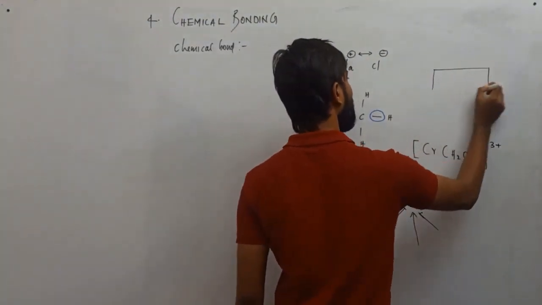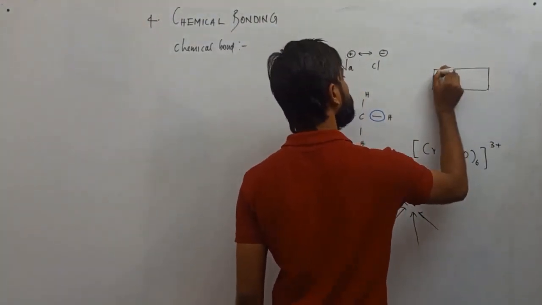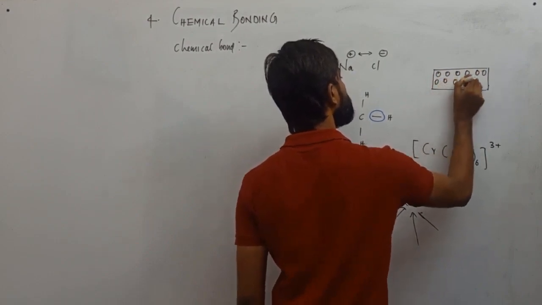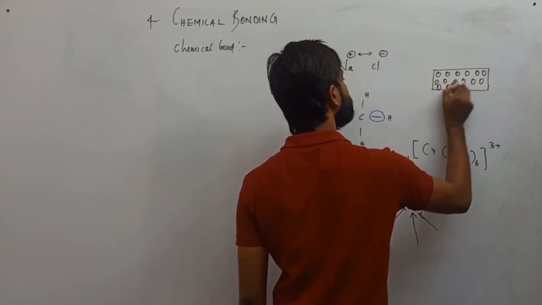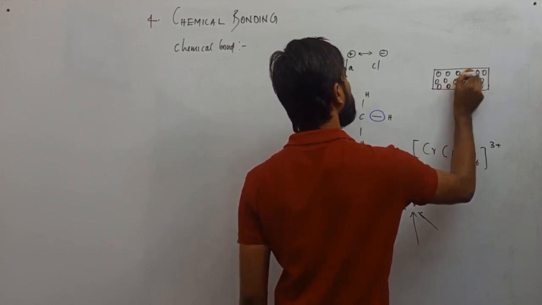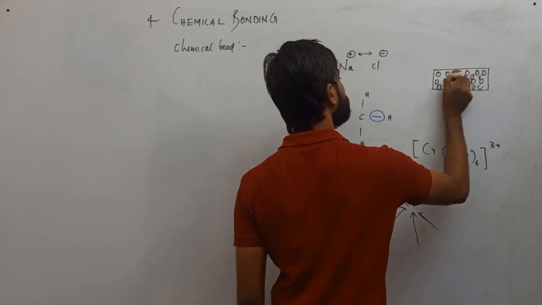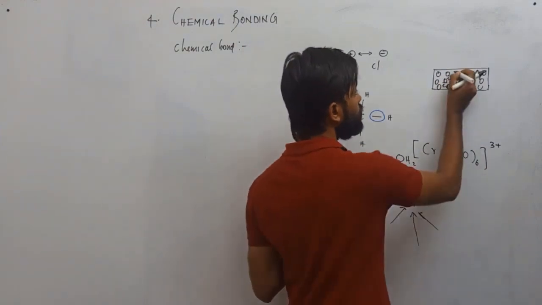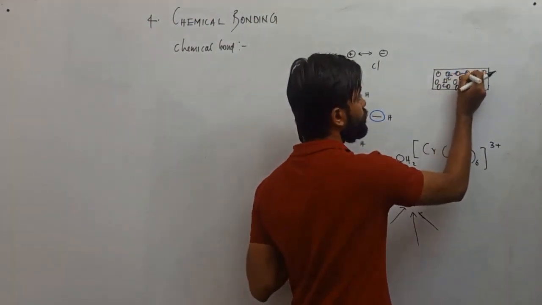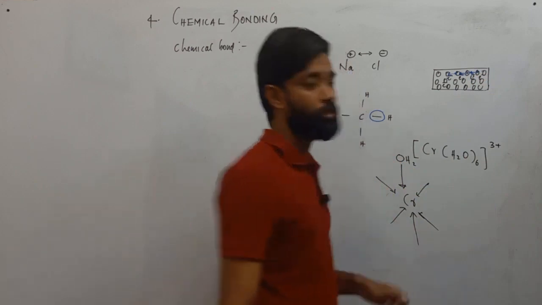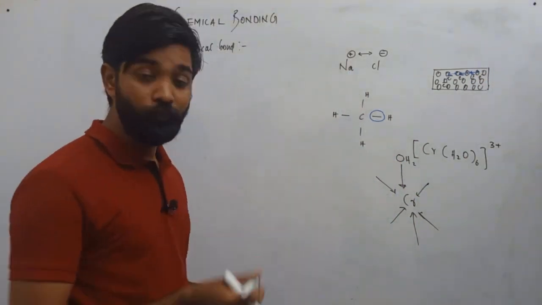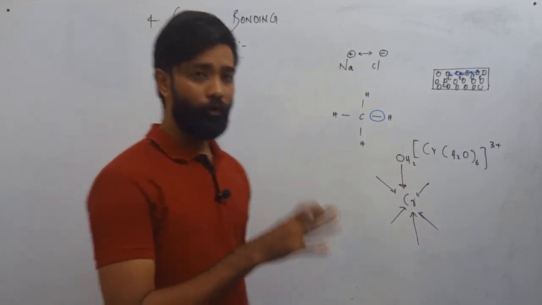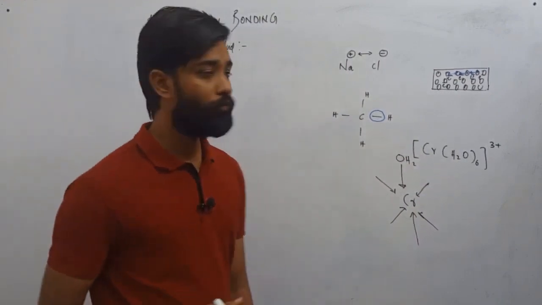And if I have a metallic crystal, it consists of a lot of positively charged bodies called kernels, surrounded by a sea of electrons. These kernels are held by a force of attraction, and that force of attraction is said to be metallic bonding.